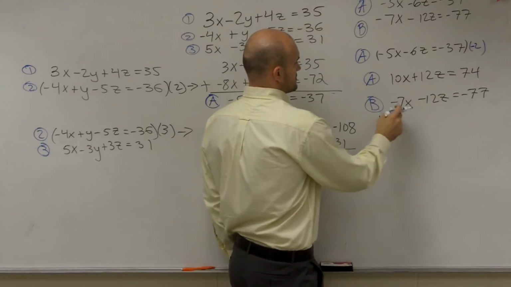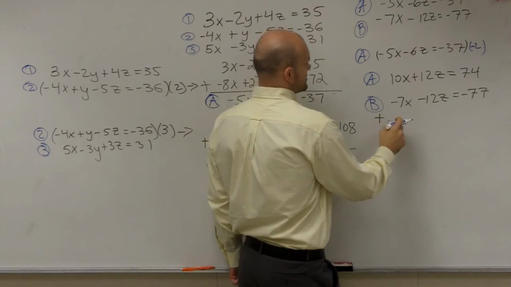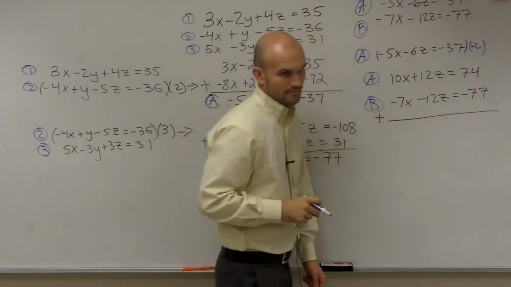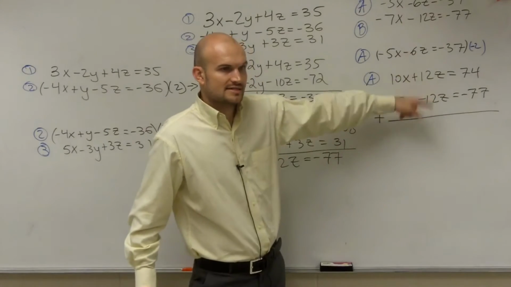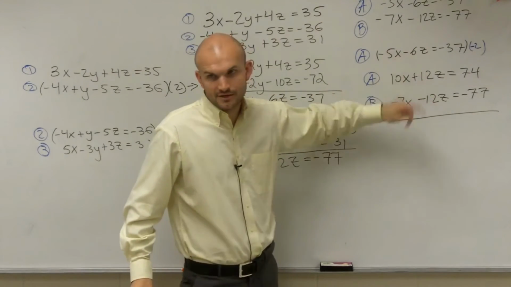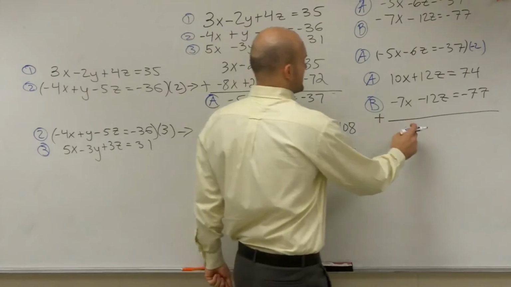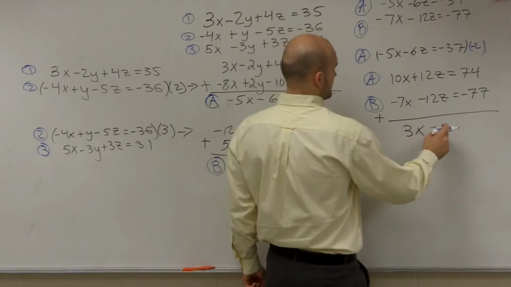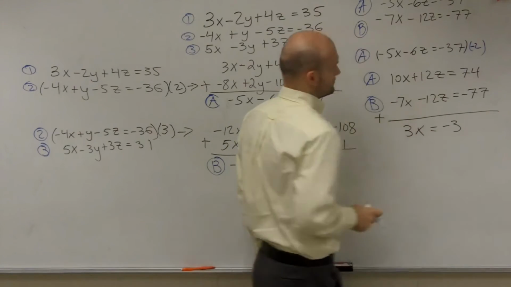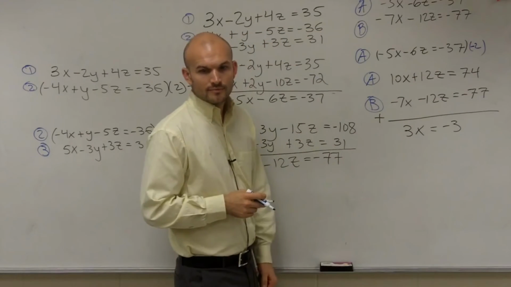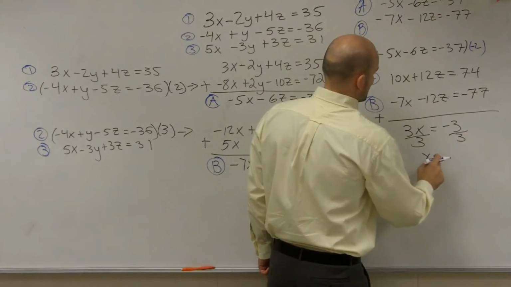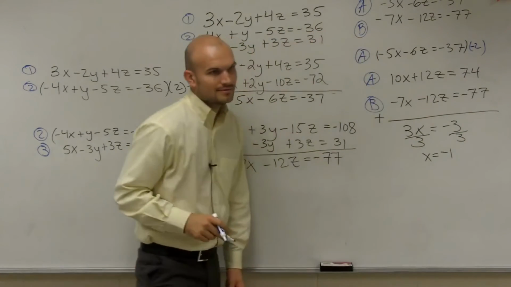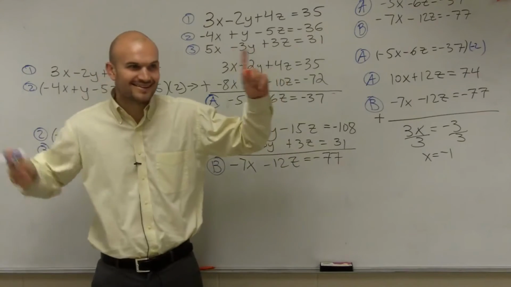OK? So now I add my 2 equations. Right? We're using the elimination technique. I have a positive and a negative, same term, so I add them. If they had the same sign, you could subtract them, as I talked about. So what I get is 3x equals negative 3. Divide by 3. X equals negative 1. Now we got the value of x, right?